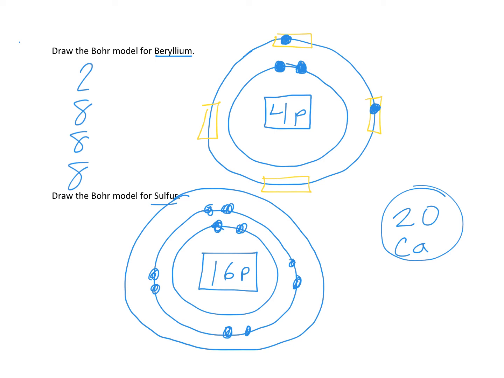We've added 10. We have 6 more to place, so 1, 2, 3, 4, 5, 6. So this is what's happening in sulfur. We have 2 electrons in the first ring, 8 in the second, and 6 in the third. And the outer ring is the one we're most interested in usually, because that is going to define how the atom reacts. We call those the valence electrons. So the valence electrons are the electrons in the outer ring. So beryllium has 2 valence electrons, sulfur has 6. And we'll see how that plays a role later on.